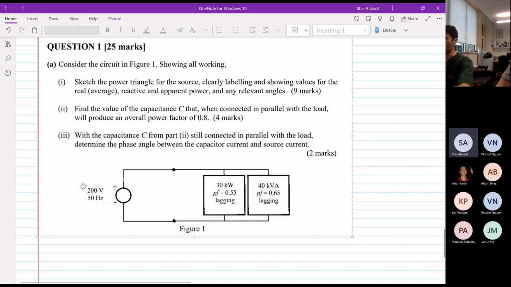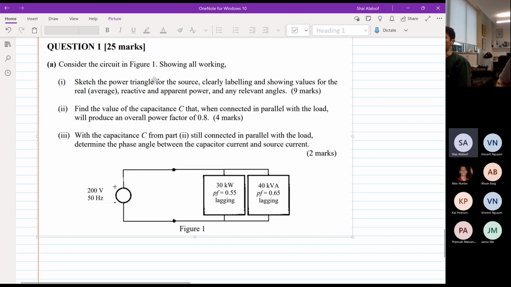You've got a 200-volt voltage source. You've got two loads. One of them is 30 kilowatts. The power factor is 0.55, lagging. It's important to specify whether it's leading or lagging, because just the value doesn't tell you whether the angle is negative or positive, since cos of a positive angle is the same as cos of the negative. And then you've got a 40 kilovolt amps with a power factor of 0.65, also lagging.